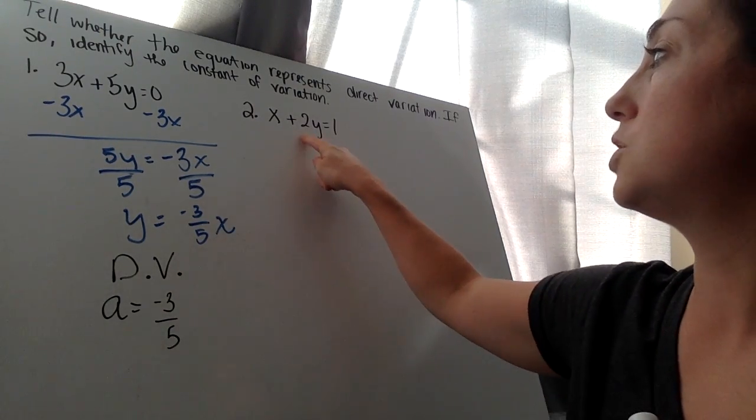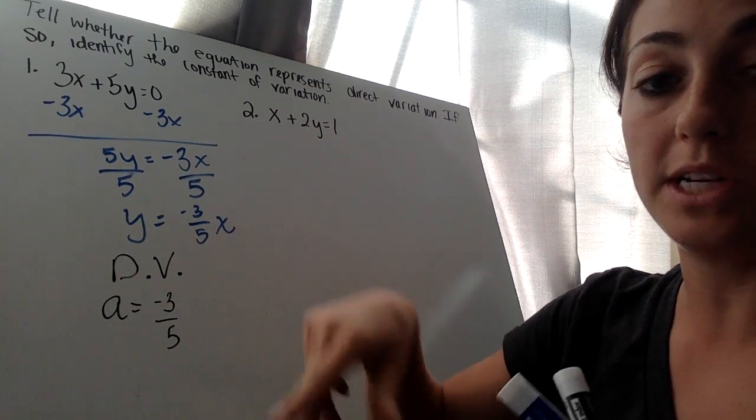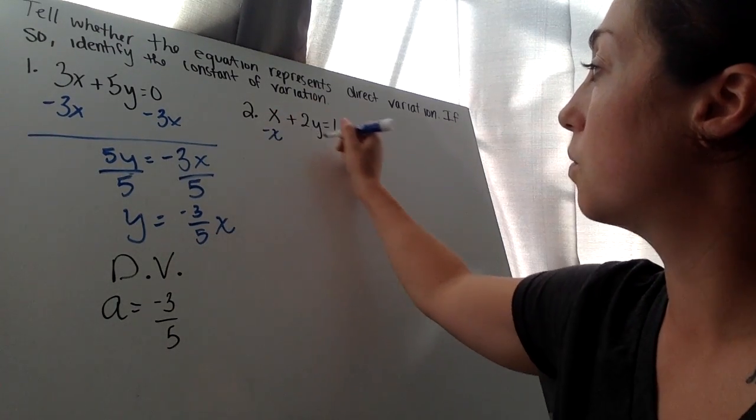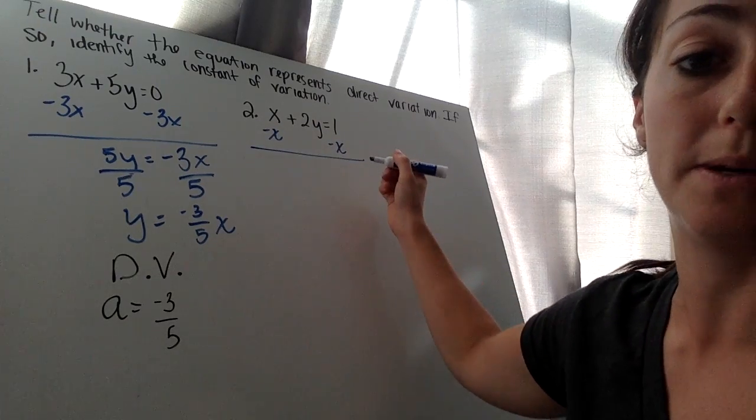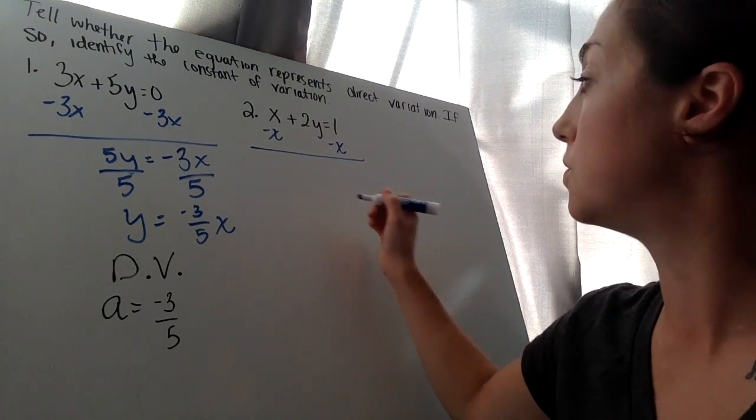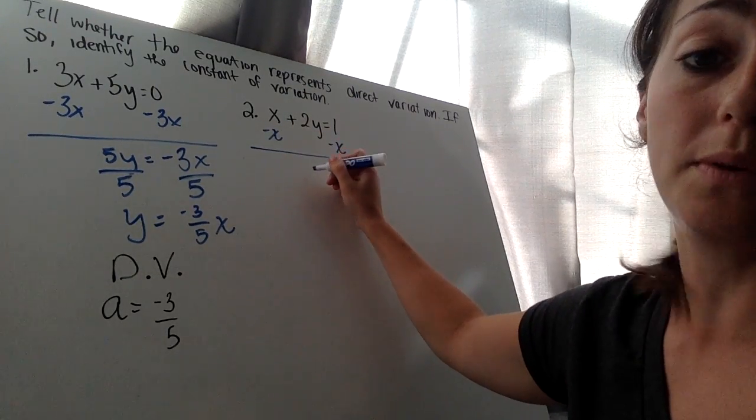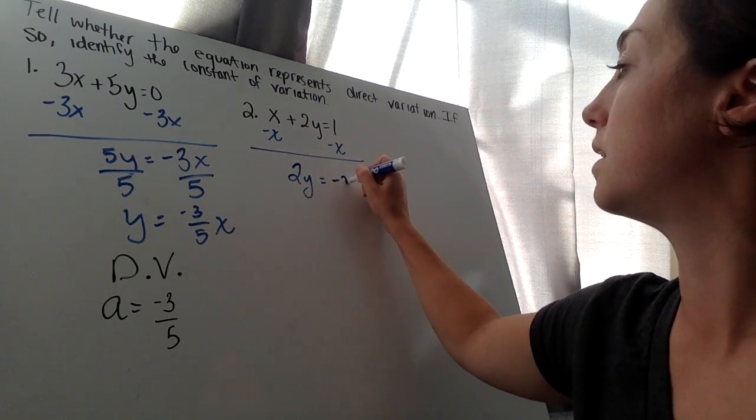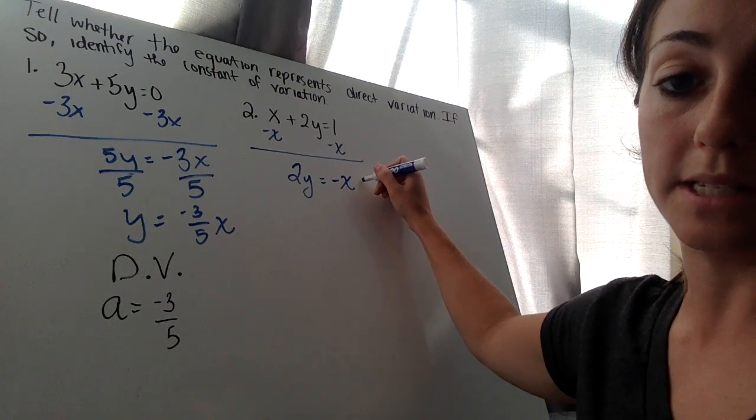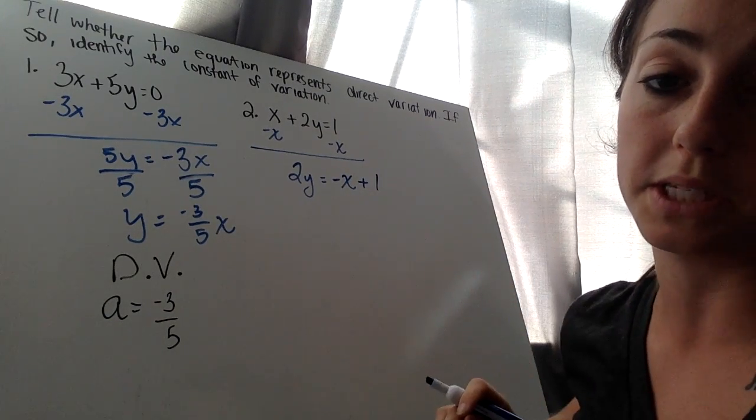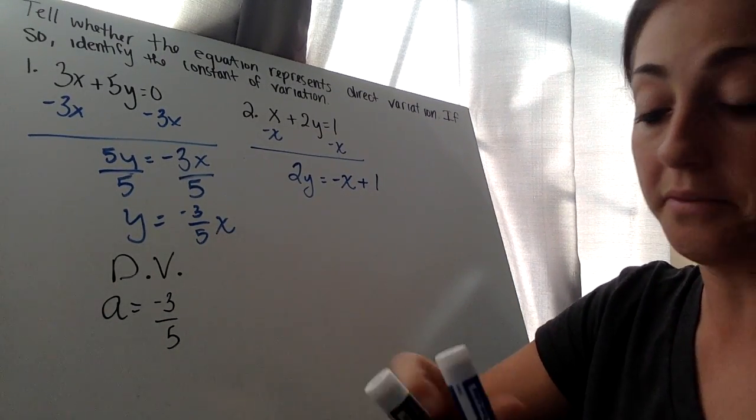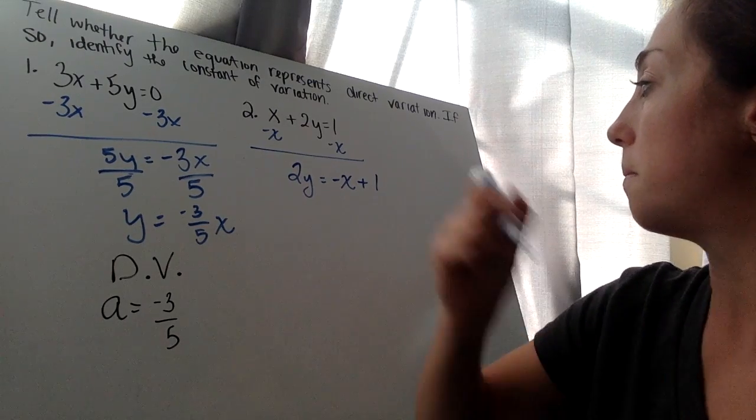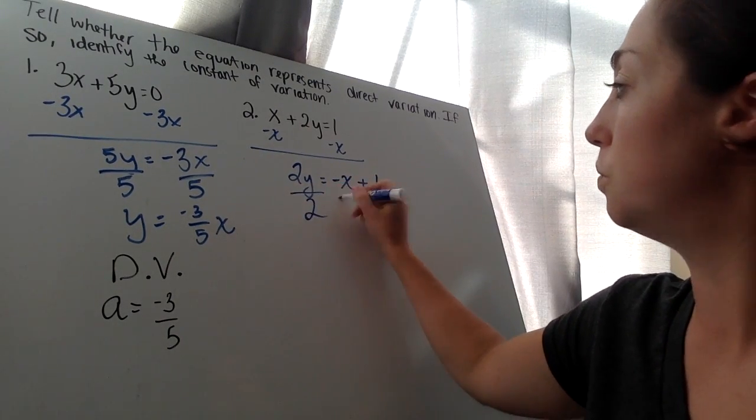We've got x plus 2y equals 1. So I've got to rearrange the equation in order to determine whether the equation represents direct variation. So these cancel. I subtract x from both sides. I get 2y then equals negative x. I always write the x first. And then is 1 positive or negative? It's positive, so it's plus 1. Now I divide everything by what's in front of the y, which is a 2.